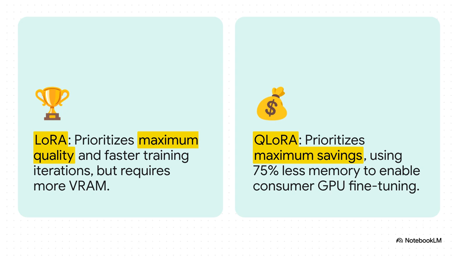So at the end of the day, it really boils down to one core trade-off. On one side, you have LoRa. Think of this as the maximum quality option. You're probably going to get slightly better performance, and your training will run a little faster since there's no quantization happening. On the other side, you have QLoRa. This is the maximum savings option. I mean, 75% less memory is huge, and it's what makes fine-tuning on consumer GPUs even possible.